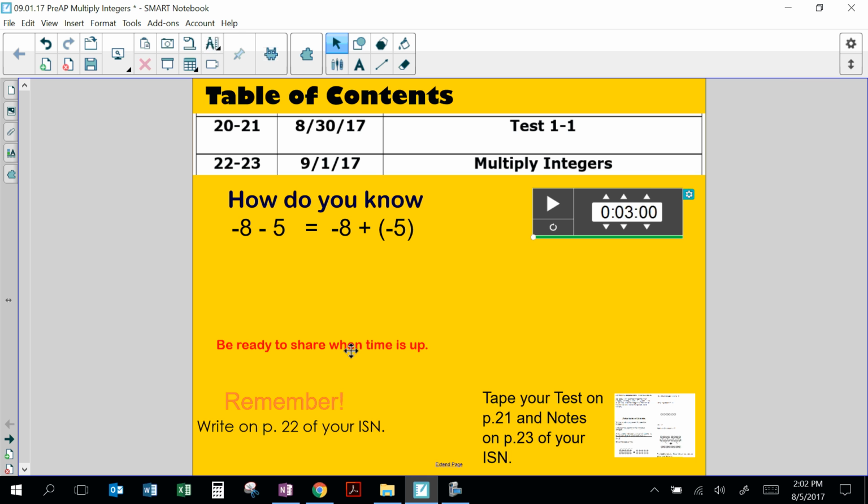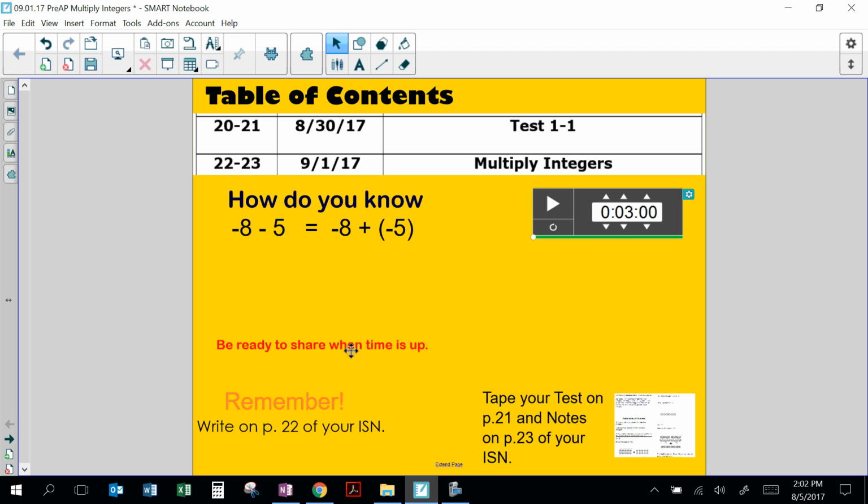Welcome. This is about how to multiply integers. So let's look at our number routine. Negative 8 take away 5 is equivalent or equal to negative 8 plus negative 5. How do you know that these two expressions are equivalent to each other?